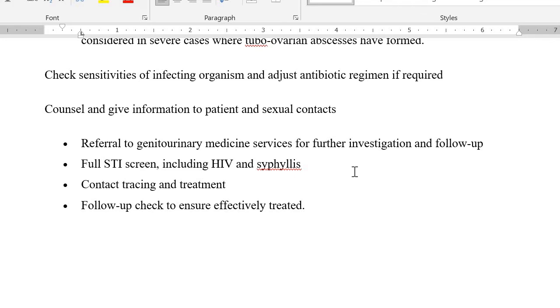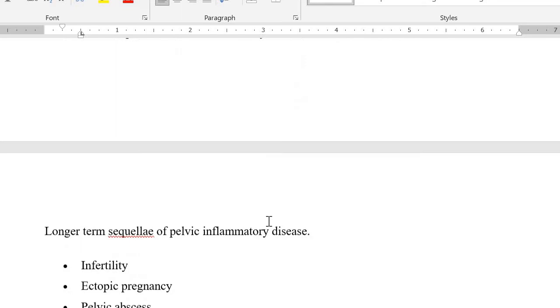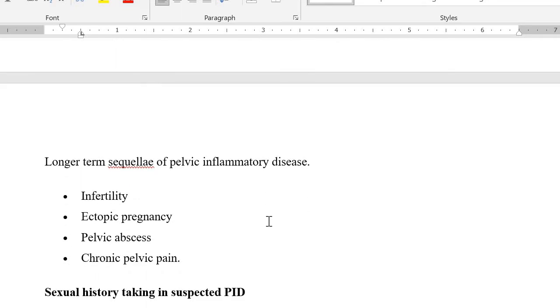So then we also need to counsel the patient. We need to give information about this STI without mentioning the name. You are familiar with the system, that we need to inform the people at risk. Then they will follow up in the GUM services, so full STI screen including HIV and syphilis, contact tracing and treatment. Follow-up checks to ensure that the patient has been effectively treated.